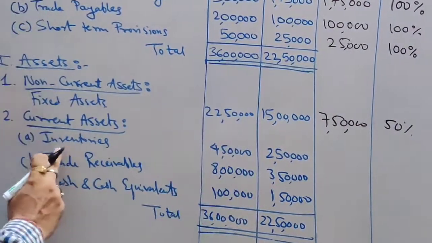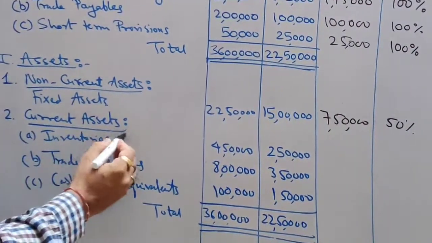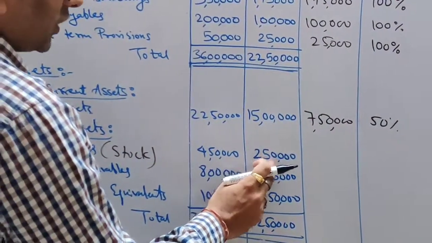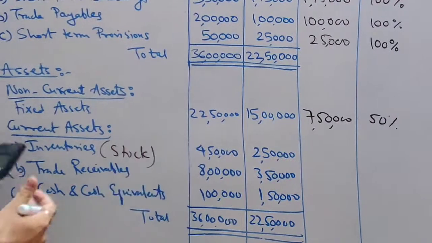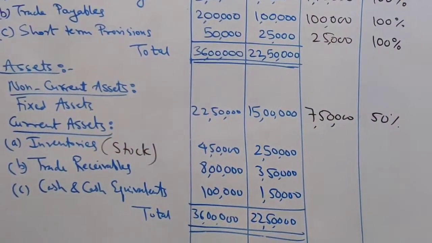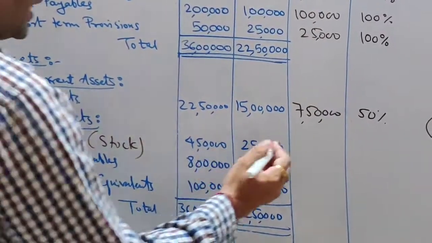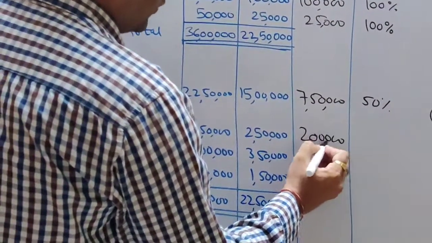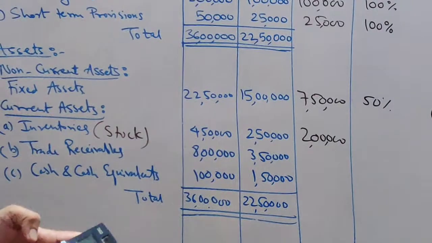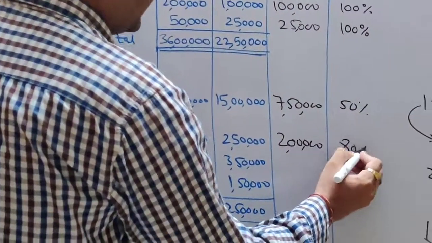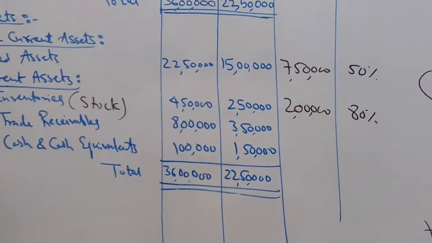Now, what is this? Inventory. Inventories means this is stock of goods. Last year you were having stock of 2,50,000. This year it got increased and became 4,50,000. So 450 minus 250, there is an increase of 2 lakh rupees. Let's find the percentage. 80%.